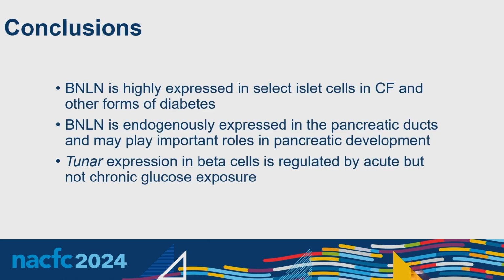So limited conclusions in a sea of future directions. BNLN is highly expressed in select islet cells in both CF and other forms of diabetes. BNLN is endogenously expressed in the pancreatic ducts and may play important roles in pancreatic development. And TUNAR expression in beta cells is regulated by acute but not chronic glucose exposure.